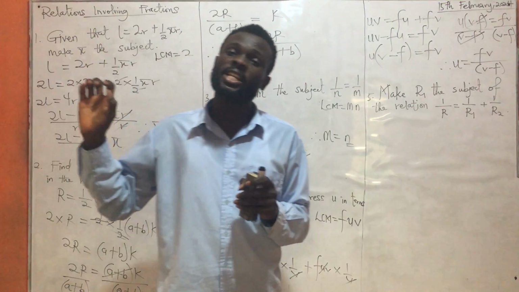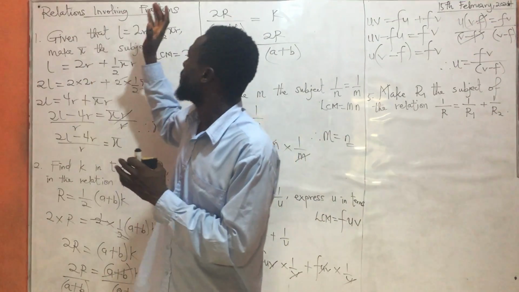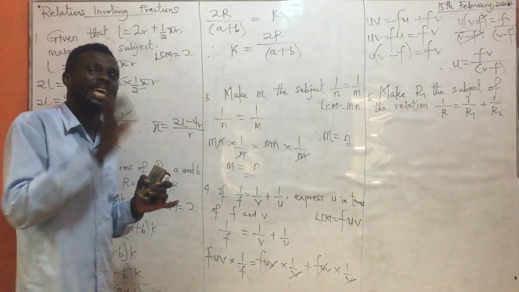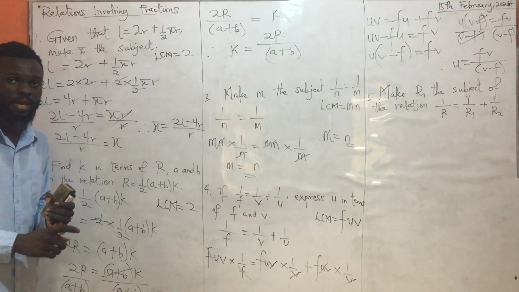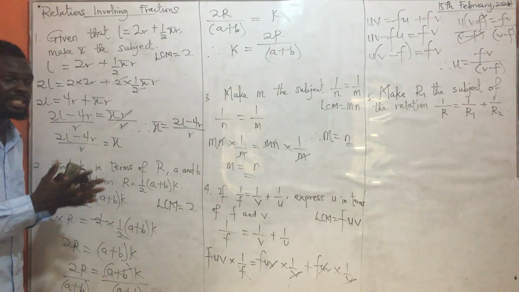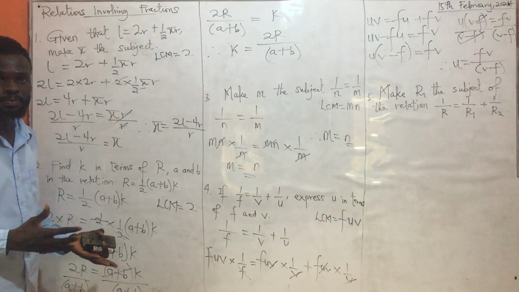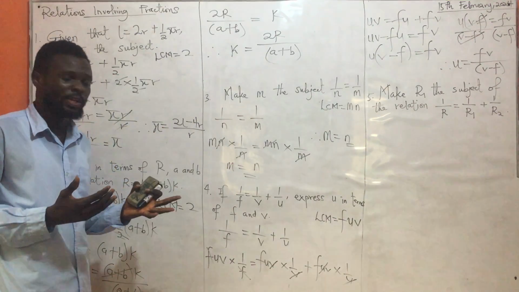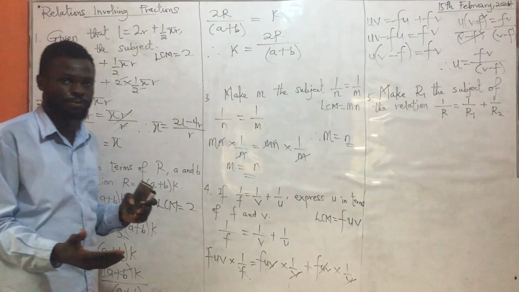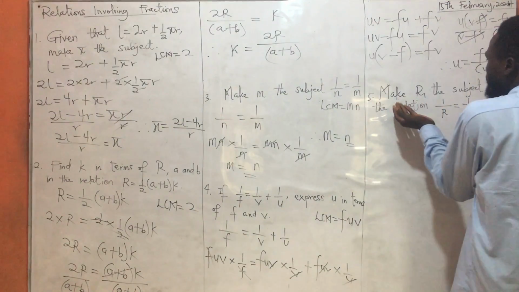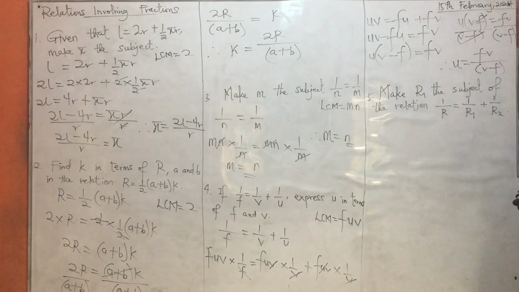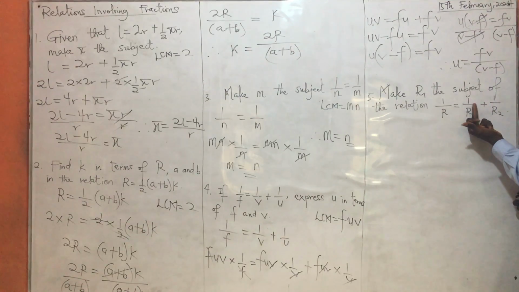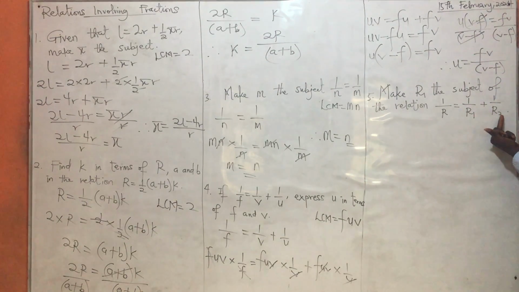So when it comes to relation involving fractions, you need to find your LCM, multiply each term by the LCM, which has been explained in these few examples. Let's look at the last one for the day, which of course is just like the one we did, but the variables are different. Now here he's saying make R1 the subject of the relation. So look at the relation. 1 over R is equal to 1 over R1 plus 1 over R2.